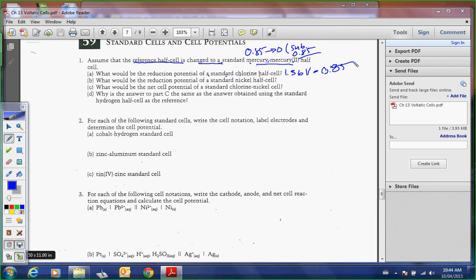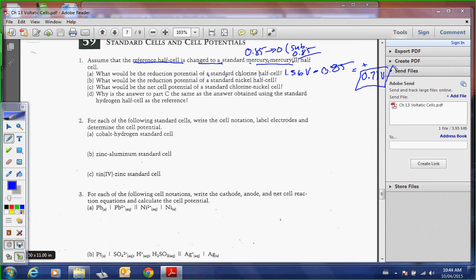And so type that in your calculator, and what you get, positive, you have to record the positive, 0.71 volts. So if we were rewriting the data booklet and making mercury 0, we would have to write the chlorine to be 0.71 volts. Because the difference between chlorine and mercury would still be the same regardless. Does that make sense?